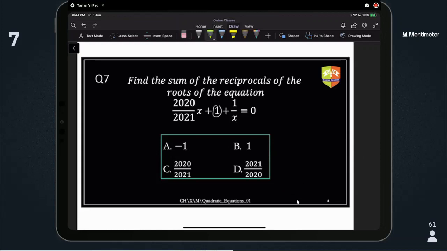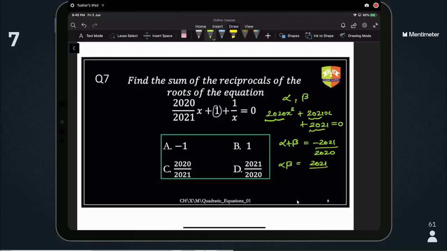Alpha and beta are the roots of a quadratic equation. If you really want to convert this into a quadratic equation, it is x square plus 2021 x plus 2021 is equal to 0. This is the quadratic equation. I will solve both ways. Now all the coefficients are positive. That means alpha plus beta is simply minus 2021 by 2020, and alpha beta is 2021 by 2020.